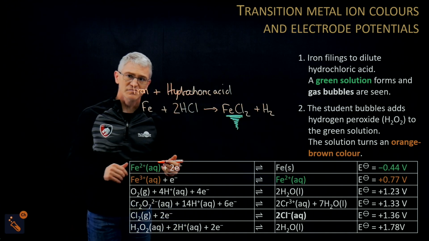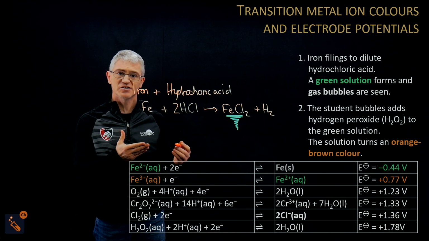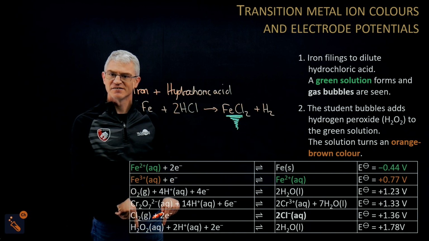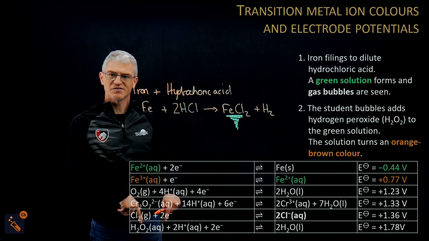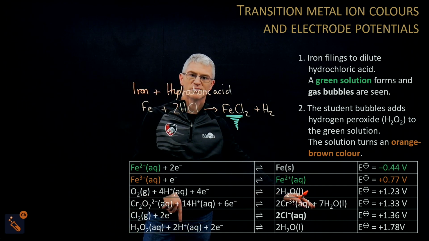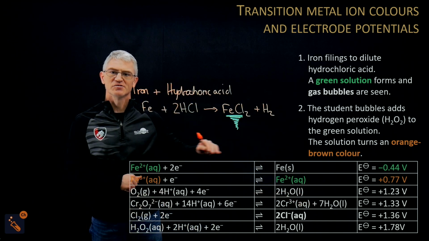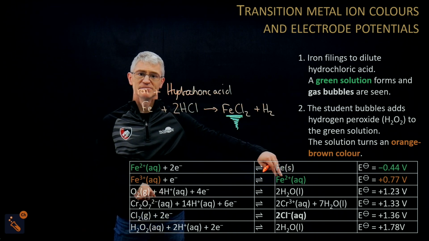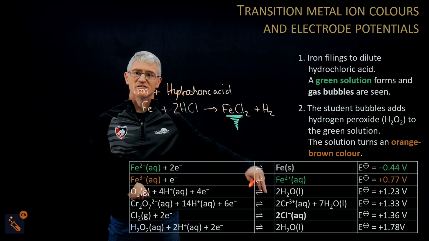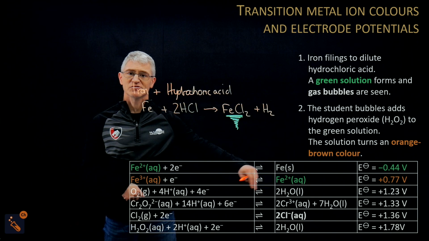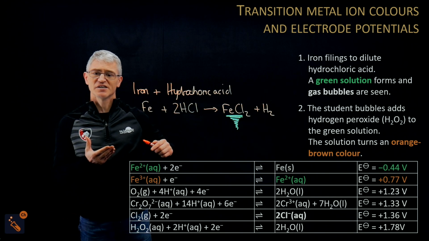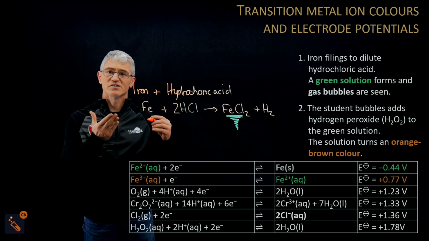We're then going to go from here. The student bubbles hydrogen peroxide in there. Now, you don't know that reaction, you don't know what happens. But fortunately for you, down here is the hydrogen peroxide. We know that it has an electrode potential of 1.78. We know that we've made this Fe3+, which is here, and that's 0.77. Well, that means the hydrogen peroxide will gain electrons, and the iron will lose electrons and go to Fe3+.